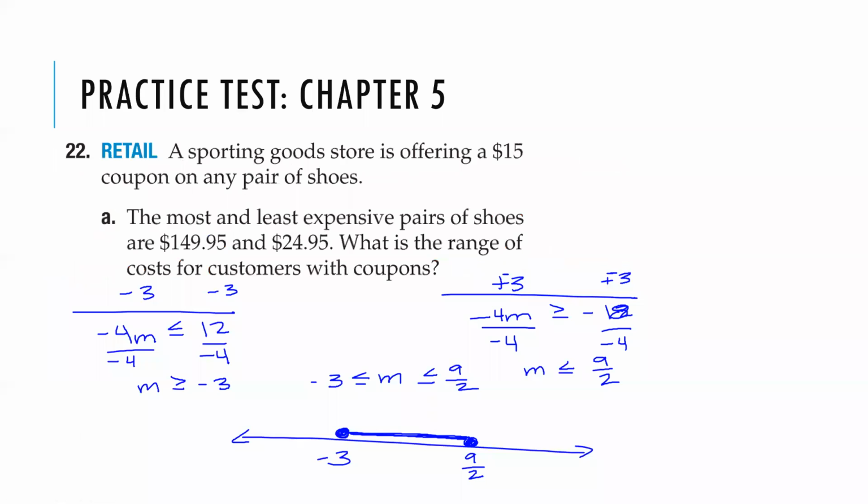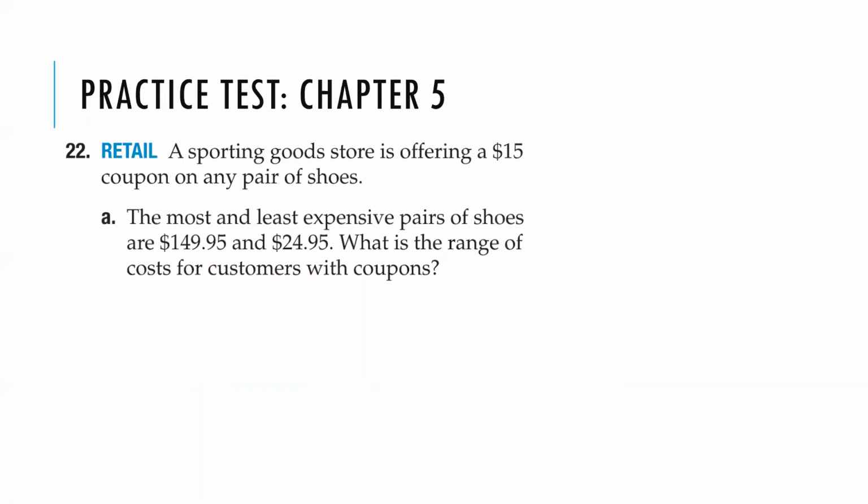All right. So next problem, word problem number 22. It says a sporting goods store is offering a $15 coupon on any pair of shoes. The most and least expensive pairs of shoes are $149.95 and $24.95. What is the range of costs for customers with coupons?